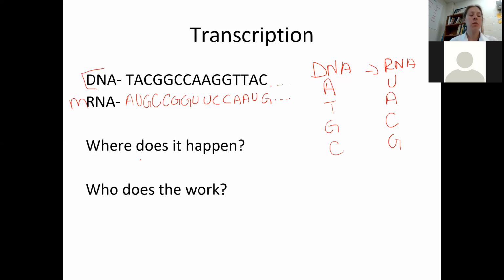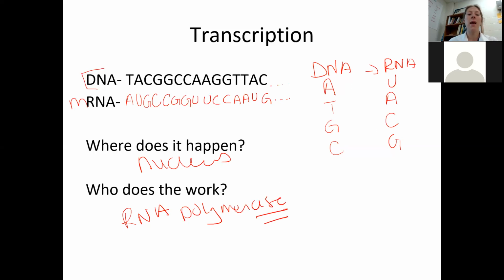Where does this happen? Hopefully you can think of that answer in your head, right? That's the nucleus. Who does the work? I mentioned it briefly. I don't know if you caught that. It's RNA polymerase. And polymerase is an enzyme because it ends with ASE. And luckily, scientists were nice and they named it RNA polymerase, so we know what it makes. There's also a DNA polymerase who's in charge of making DNA when we need to prepare for cell division. So before I move on to the second half, translation, does anybody have questions about transcription?